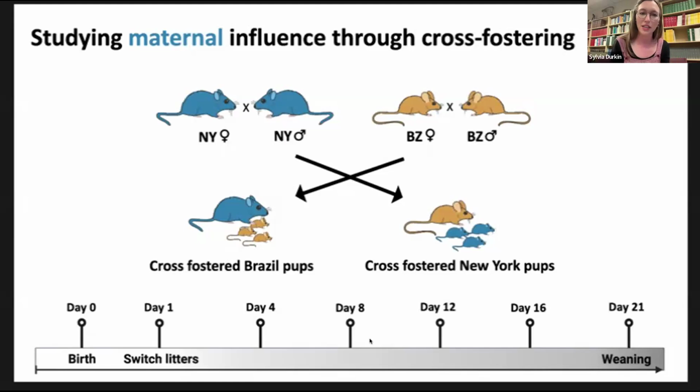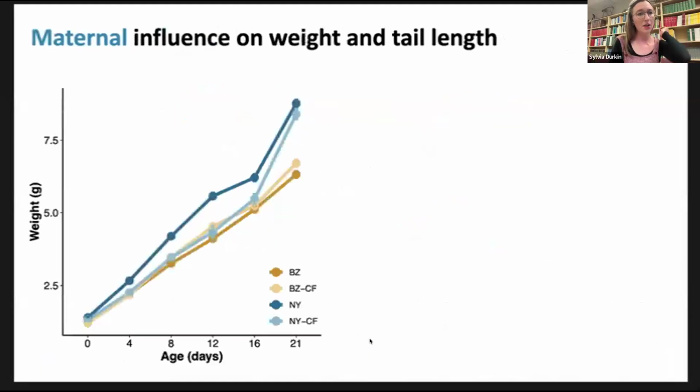So any difference that we see between the cross-fostered and the non-cross-fostered pups would indicate the presence of a postnatal maternal effect. So I will start with my results from body weight. Here we have New York mice in blue and Brazil mice in orange, and then the cross-fostered pups are in our lighter shades. And what I found is that we do see a strong maternal effect on New York cross-fostered pups early on, where being raised by a smaller mother, that Brazil mother, does lead to less weight gain.